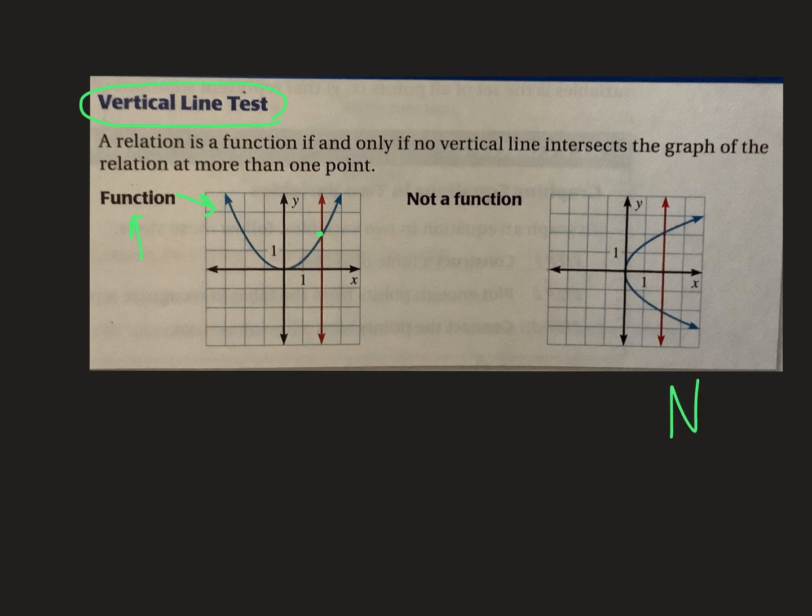This one's not a function over here. It's not a function because that red line intersects that blue sideways parabola twice, once there, once there. The reason it does that is because that's the same x. So that x right there, which is 2, has that y up there and that y down there. So the x has more than one y, so it's not a function. The vertical line test: if your vertical line hits the graph one time, it's a function. If it's more than once, it's not.